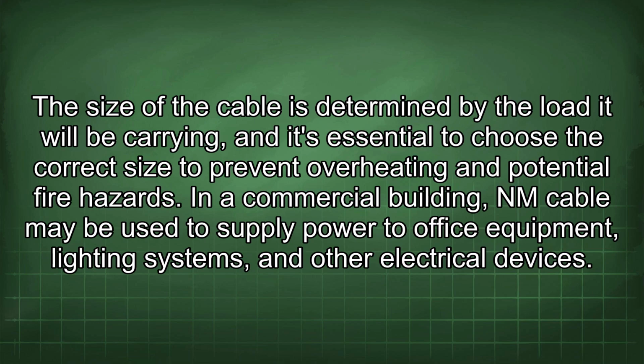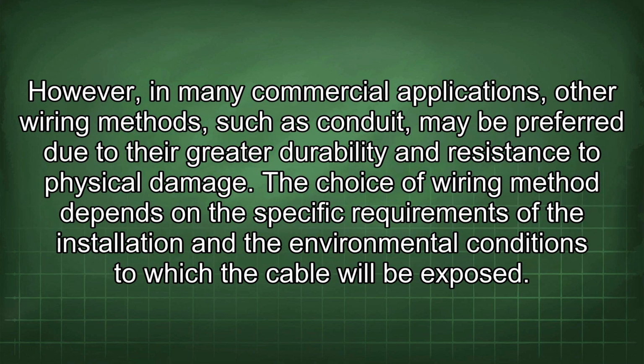In a commercial building, NM cable may be used to supply power to office equipment, lighting systems, and other electrical devices. However, in many commercial applications, other wiring methods, such as conduit, may be preferred due to their greater durability and resistance to physical damage. The choice of wiring method depends on the specific requirements of the installation and the environmental conditions to which the cable will be exposed.